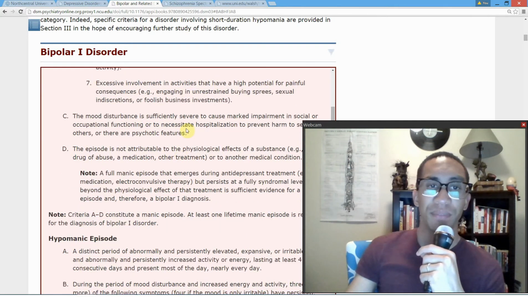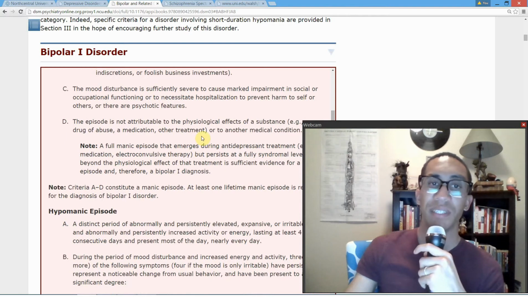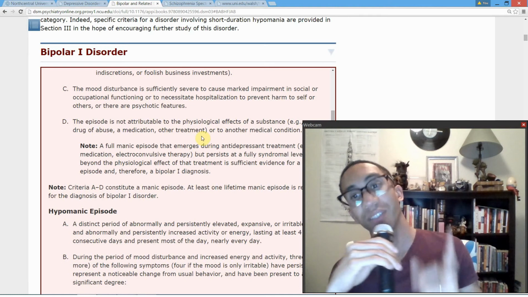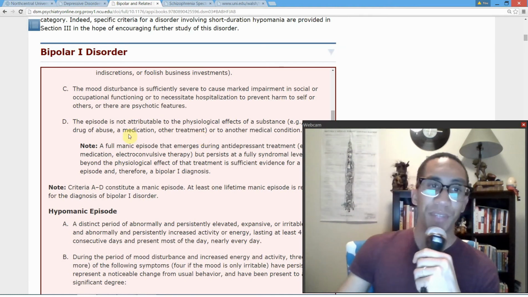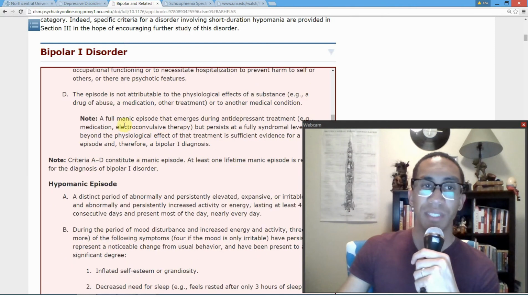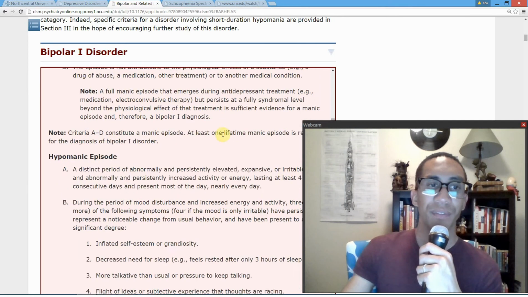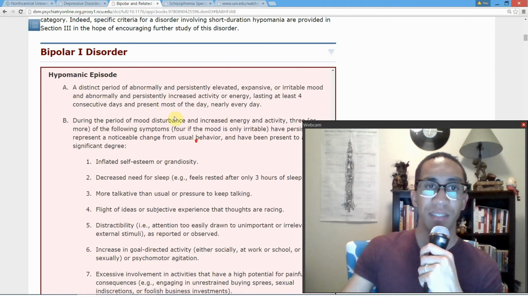The mood disturbance is sufficiently severe to cause marked impairment in social or occupational functioning, or necessitate hospitalization to prevent harm to self or others. Yes, because she had gone to the hospital and now she's surrounded by doctors. The episode is not attributable to any other physiological effects. Don't really know, but that's, again, something that would have to be fleshed out during a clinical interview. So then you have the hypomanic episode, but like I said, this one's only lasting for 4 consecutive days.